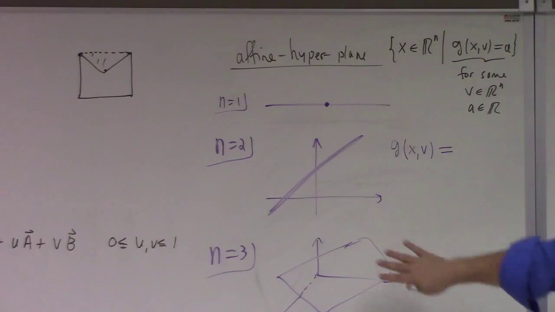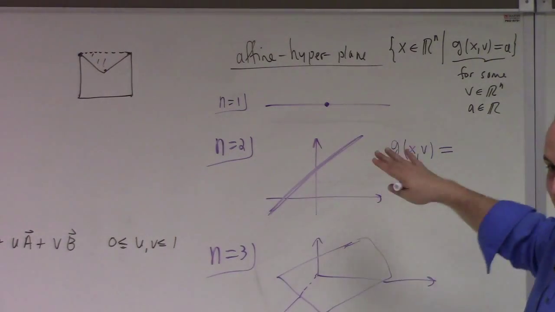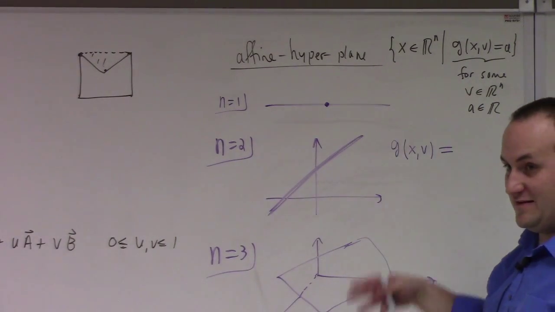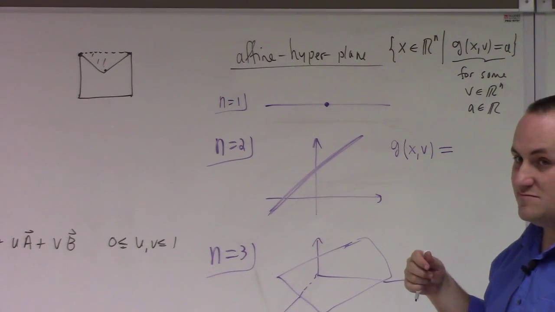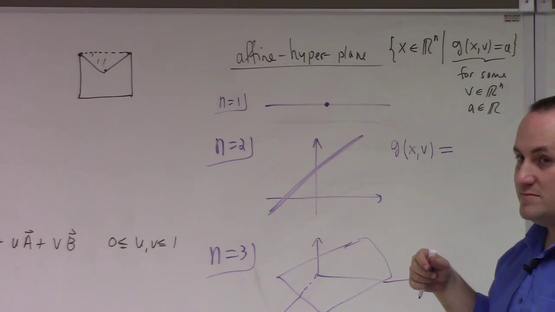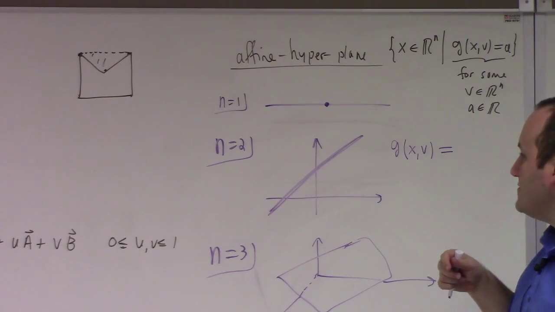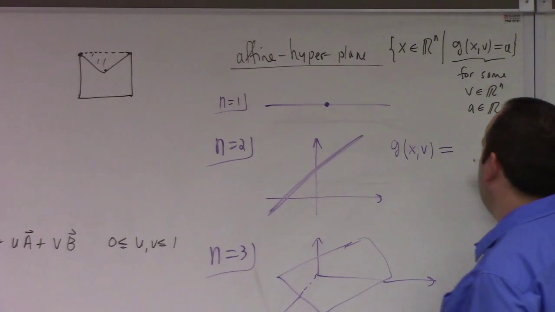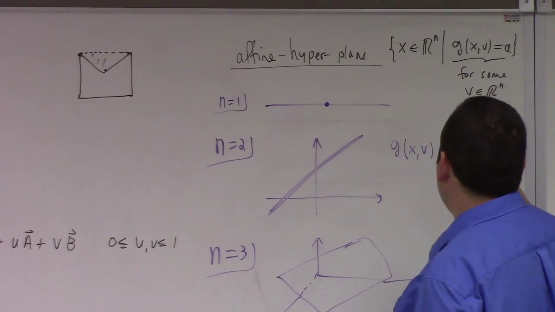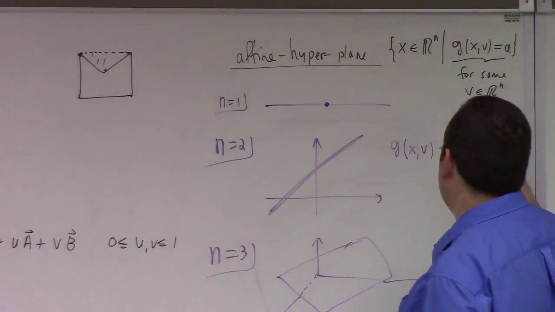Whatever it's equal to, it has to give us these as the affine hyperplanes. That much is obvious from the rest of his section, that that's what he means by it. Earlier in the book, in chapter 1, G of u comma v is u dot v. So this is x dot v.